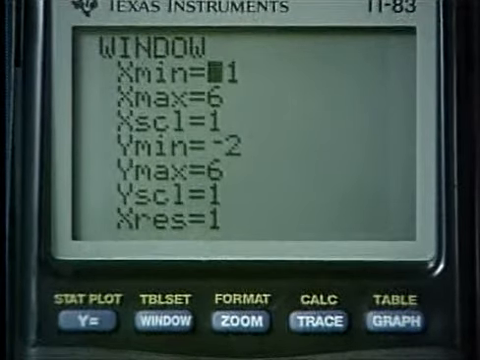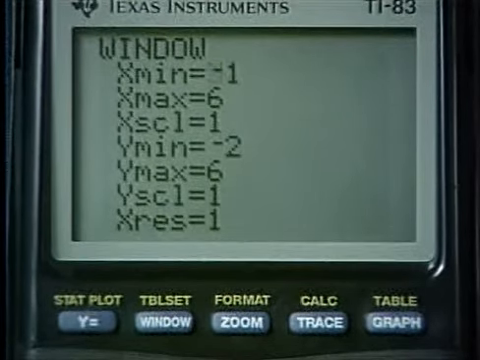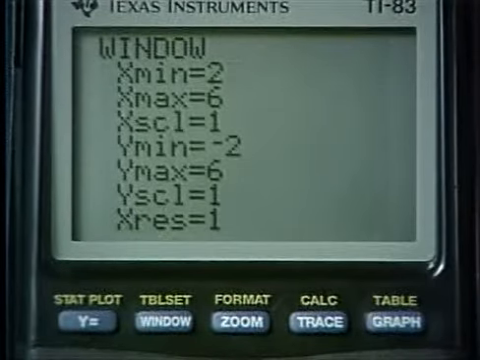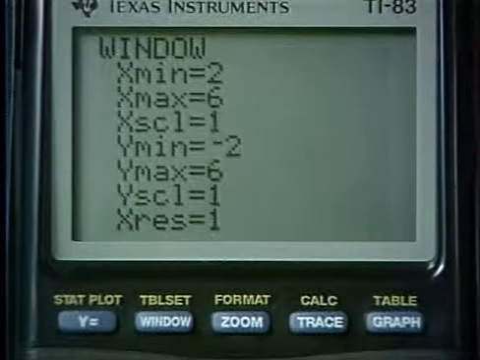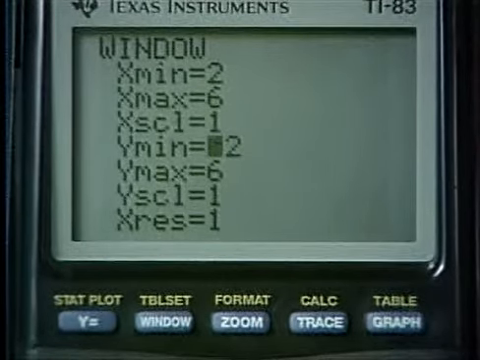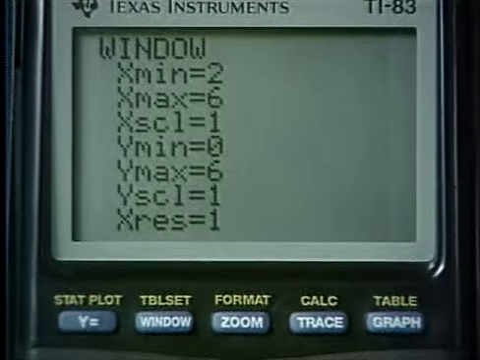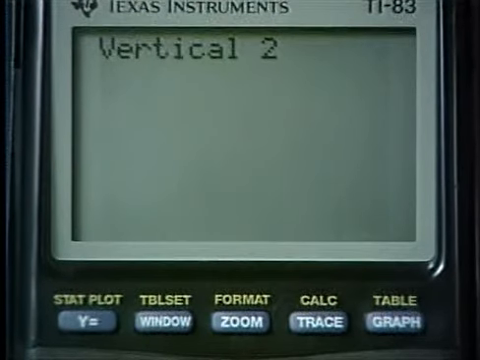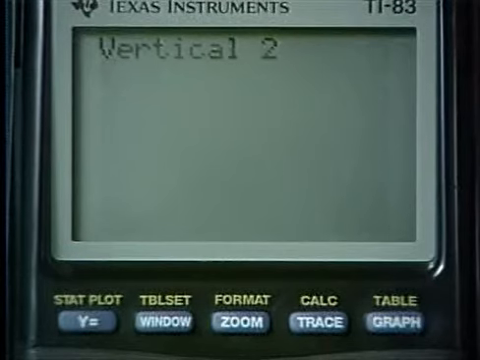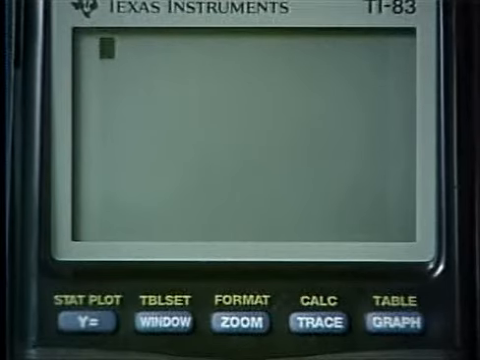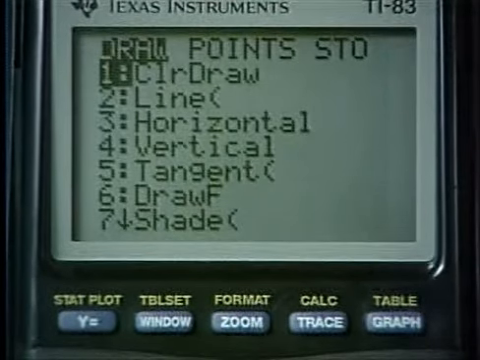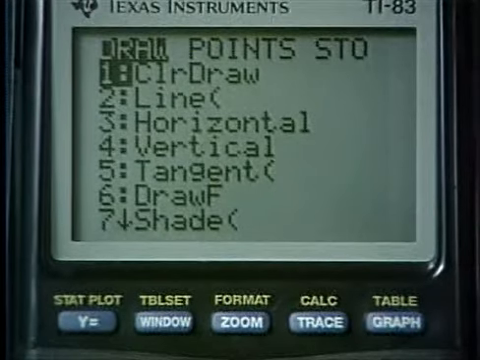I'm going to just clear these off, and I'm going to make a creative window setting here. I know that I'd like for x to be greater than 2. So I'll set the x minimum at 2. And now I know I want y to be greater than or equal to 0, so I'll set the y minimum at 0. And now I'll press second quit and go to the main menu, and I'll clear out the vertical line of 2, and I would like to enter another draw menu known as shade. So I'll press second draw, and I want the shade item, so I'll press number 7 at the bottom of your screen.